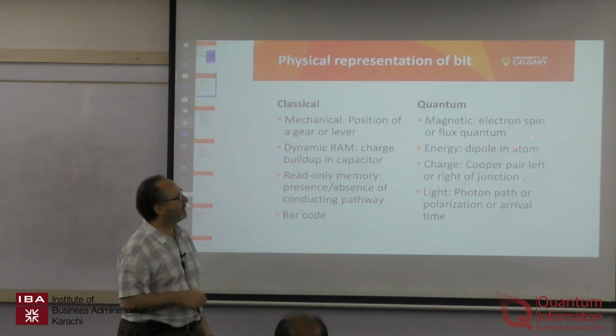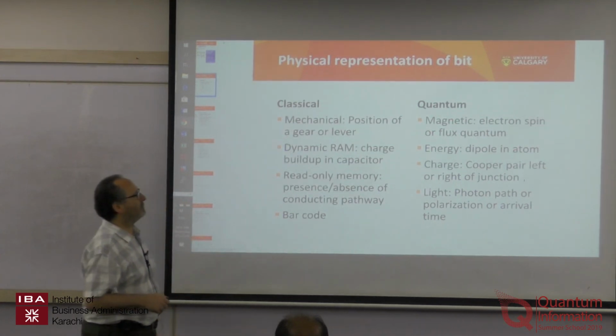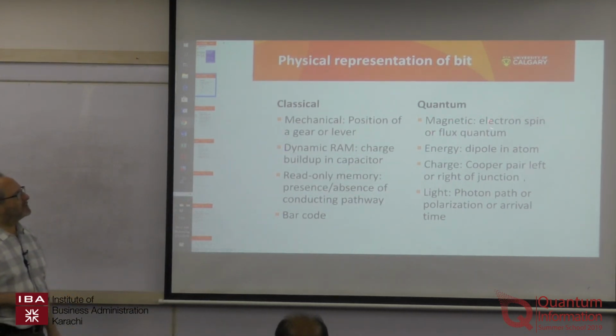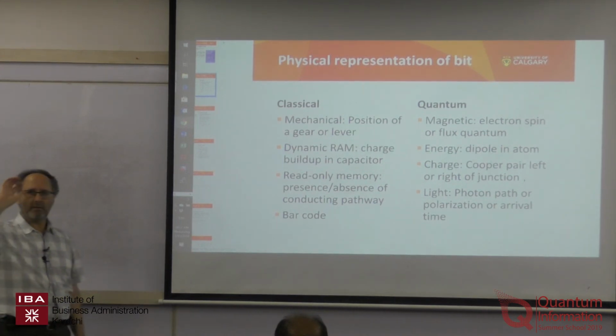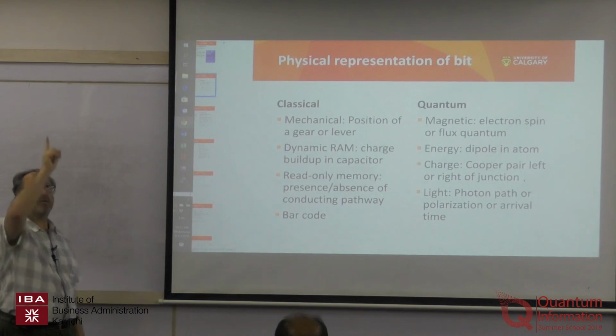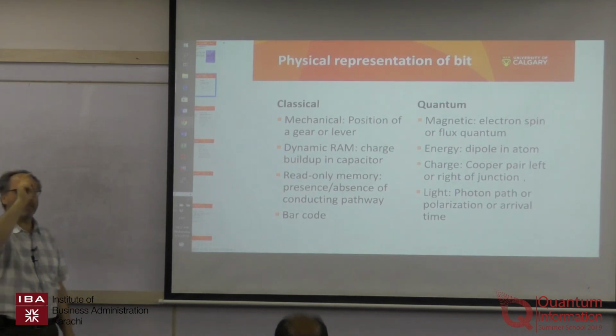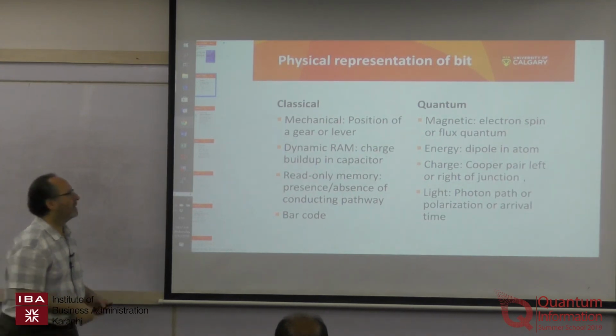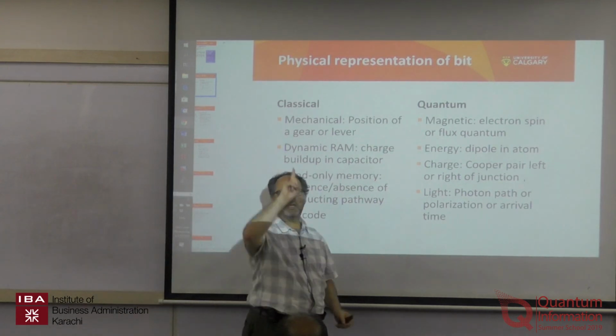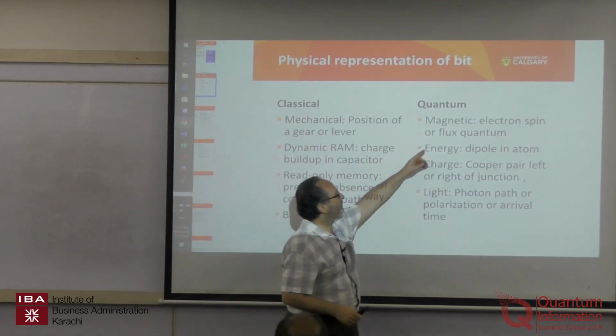In the quantum world, we have different ways to represent a quantum bit. If we use a single electron, then it has a spin. If it spins one way, it causes a magnetic field to go up. Spins the other way, the magnetic field goes down. So whether the magnetic field goes up or down is a quantum bit.